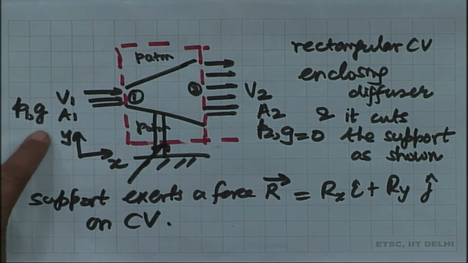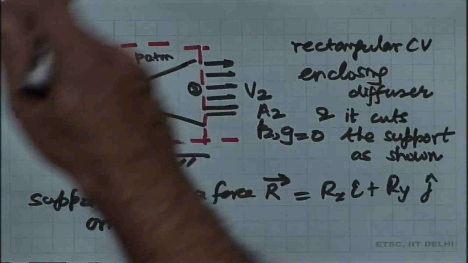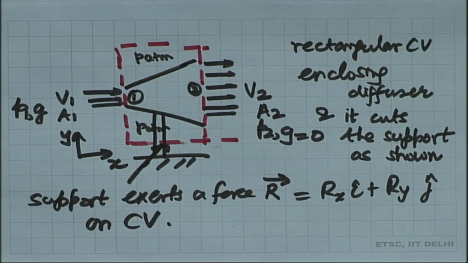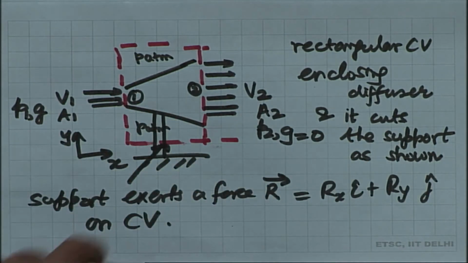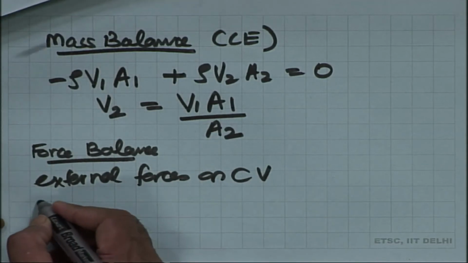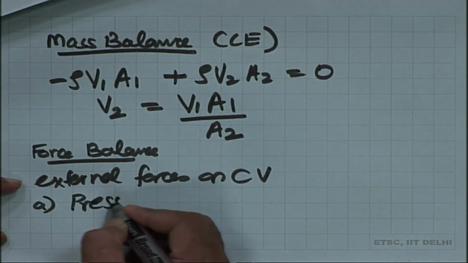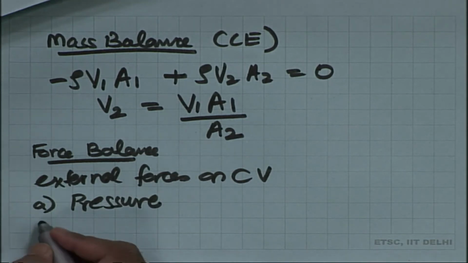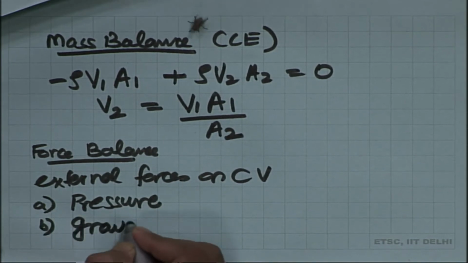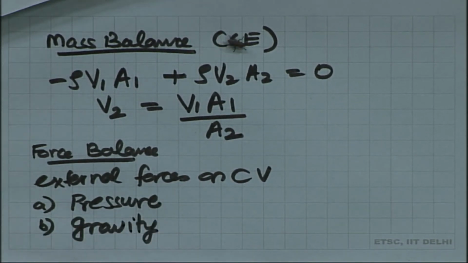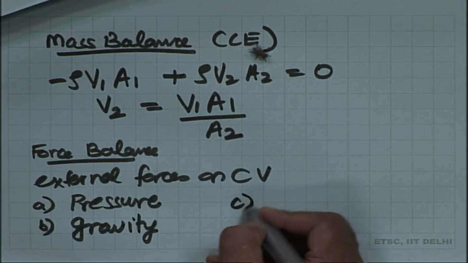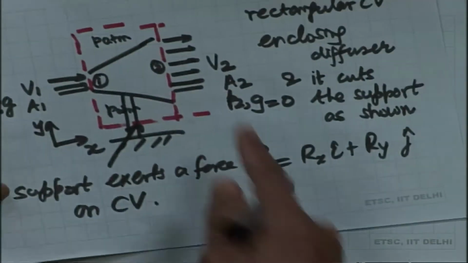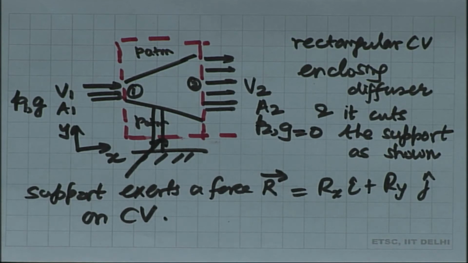Now, the gauge pressure at section 1 is P1. So, clearly one thing which is acting on this control volume is the surrounding pressure from all around. That is one external force which is acting. So, external forces, first one is pressure. Any other external force which acts on the control volume, clearly the other one, since the weight is not negligible, it is given to us, is gravity. And then the third one is the reaction R. These are the three external forces which are acting on the control volume.